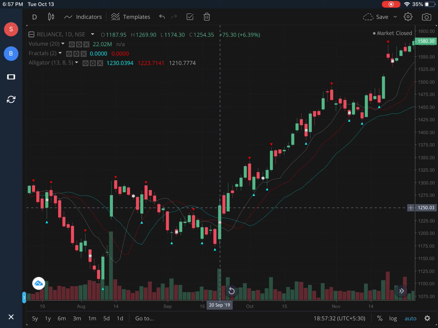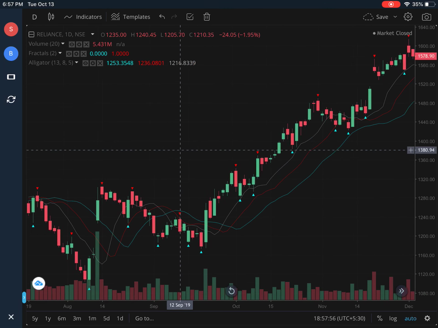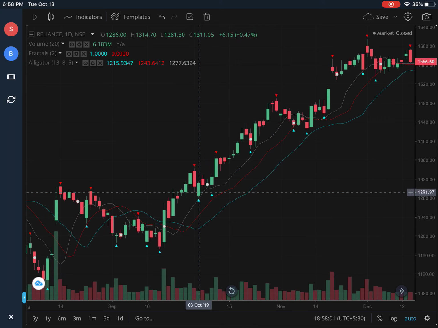So once the closing is above the three lines, you can make an entry, and the down fractal will act as a stop loss. The 19 December down fractal will act as a stop loss. Or once a close comes below the three lines, you can exit the position. So you find that the script started to move upwards, and wherever you got fractals you could have made an entry. So you could have entered here after the fractal formation.